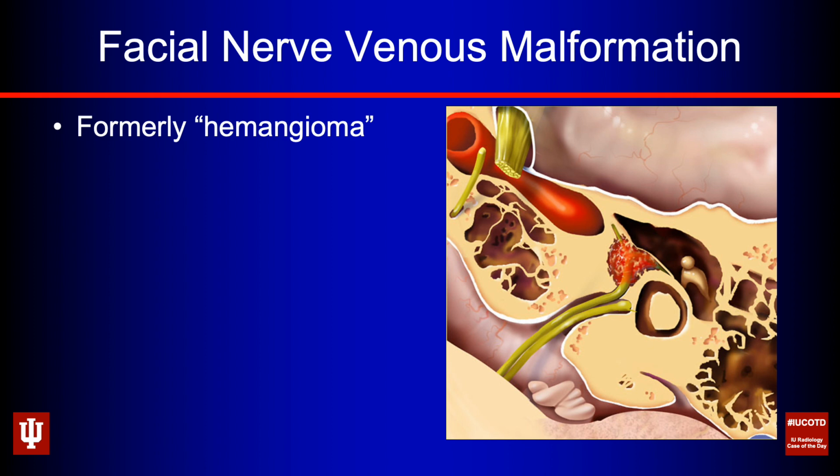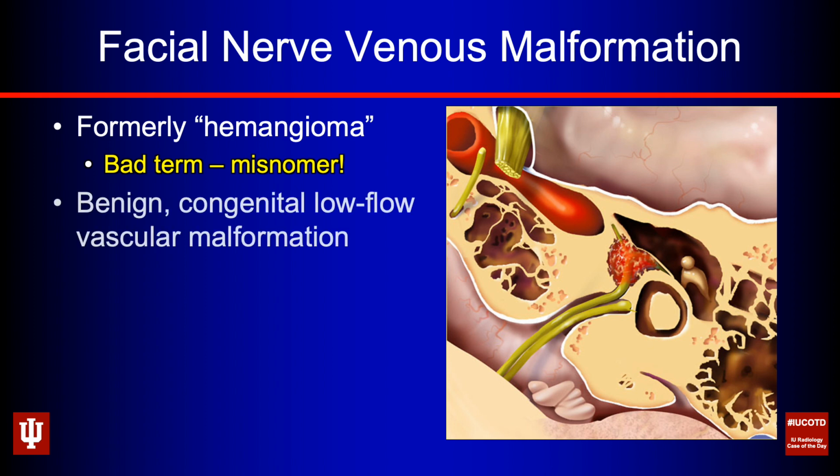These used to be called facial nerve hemangiomas. That's wrong. Bad. Don't use that terminology because it is just wrong. Okay, these are not hemangiomas. A hemangioma is a tumor. It is a vascular tumor, usually seen in kids, GLUT1 positive. That's not what these are. Instead, these are benign, congenital, low-flow vascular malformations.